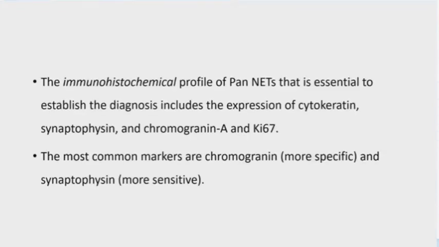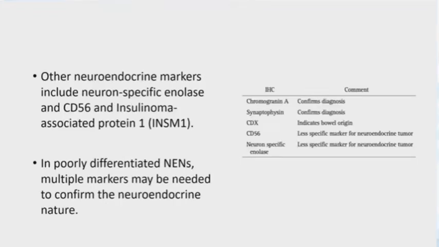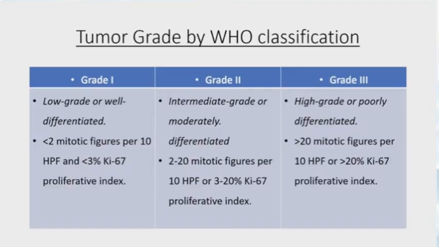The immunohistochemical profile of PanNETs is essential to establish the diagnosis. The diagnosis includes the expression of cytokeratin, synaptophysin, chromogranin A, and Ki67. The most common markers are chromogranins, which are the more specific, and synaptophysin, which is the most sensitive. Other markers like CD56 and insulinoma-associated protein are used too, but in poorly differentiated neuroendocrine neoplasms, you may need more than one marker to confirm the neuroendocrine nature of the lesion.